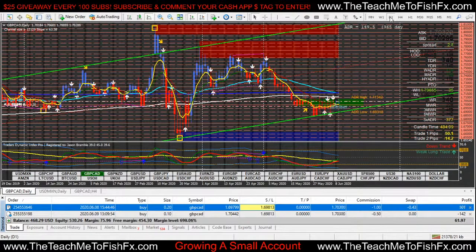So for every $100, you trade at 10 cents. $100, you trade at 10 cents. 200, you trade at 20 cents. 300, you trade at 30 cents, and so on and so forth. It's just going to help you with your account risk management. Don't go in just trying to conquer the whole world of Forex in one trade.